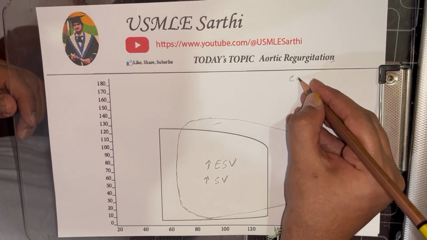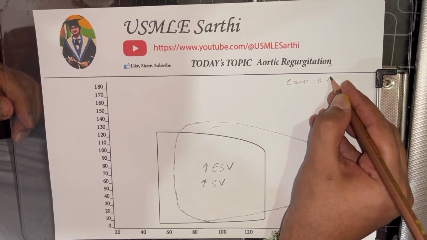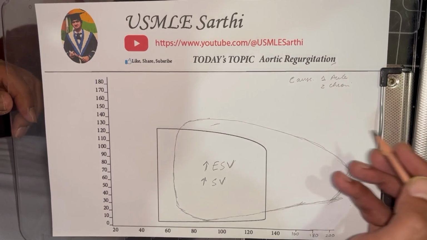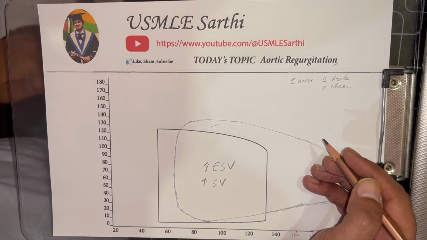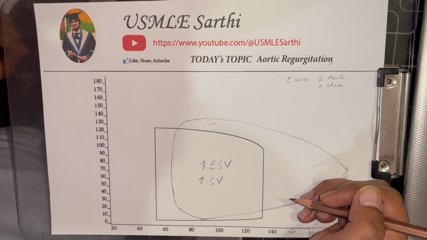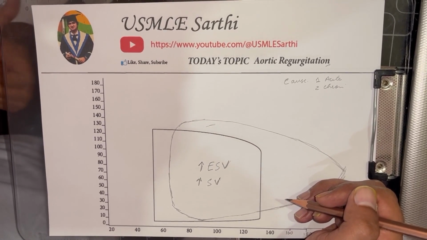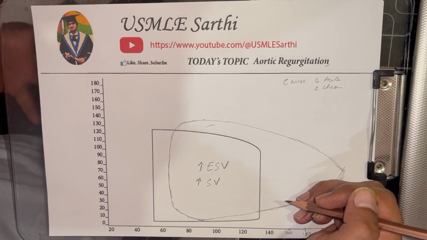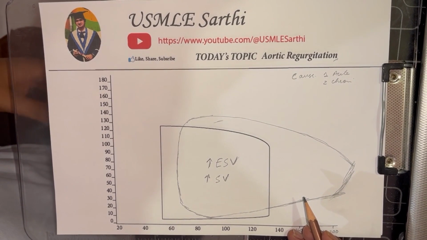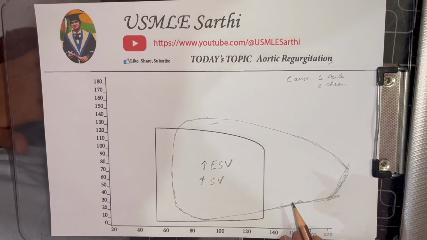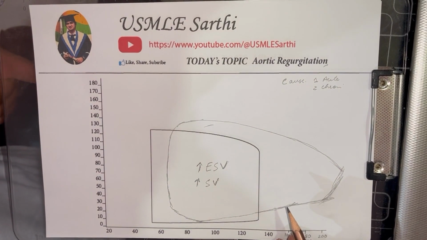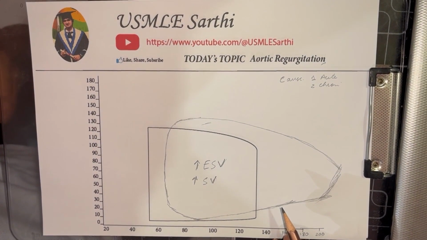So let's see the causes. The causes are divided into two: one is acute, the second is chronic. In acute aortic regurgitation, the causes are infective endocarditis, ascending aortic dissection, and chest trauma. In chronic aortic regurgitation, the causes are congenital, connective tissue disorders like Marfan syndrome and Ehlers-Danlos syndrome, and other causes like rheumatic fever and arthritis, which affect large arteries. But for USMLE, the commonest causes you should remember are bicuspid valve, endocarditis, aortic root dilatation, and rheumatic fever.